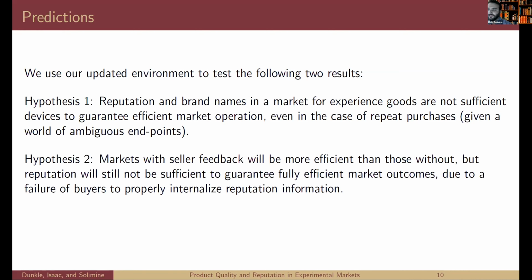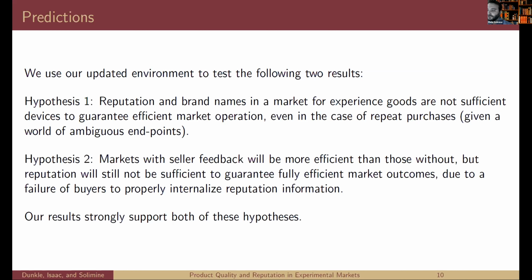And our second hypothesis is that markets with seller feedback will be more efficient than those without. But reputation aggregation in this way will still not be sufficient to guarantee fully efficient market outcomes. And we further that to say that this will be due to a failure of buyers to properly internalize the reputation information.